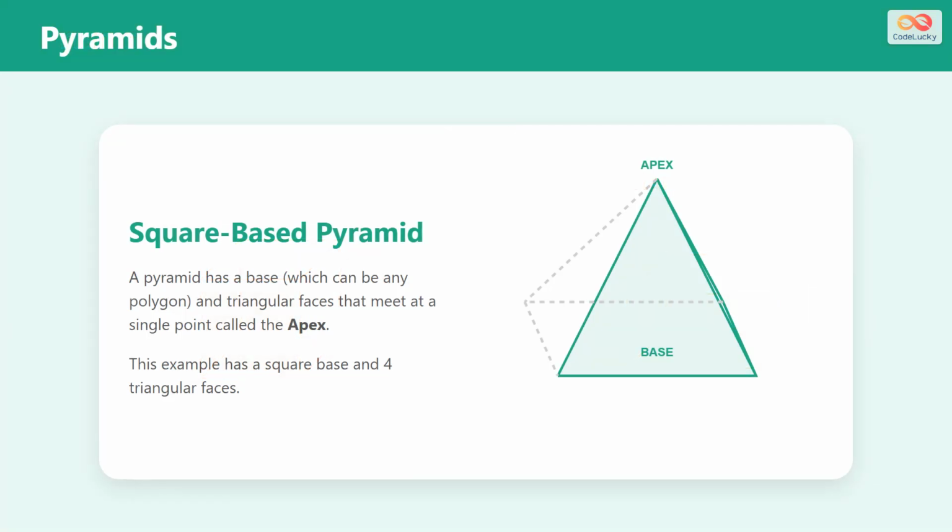Next, we have pyramids. A pyramid is defined by its base and triangular faces that all meet at a single point at the top, called the apex. The most common type is the square-based pyramid, similar to the famous pyramids in Egypt.